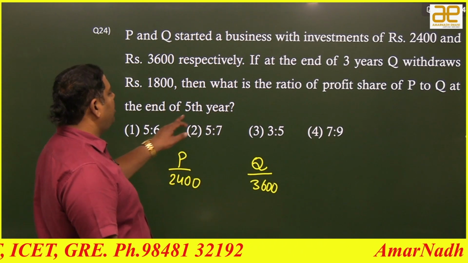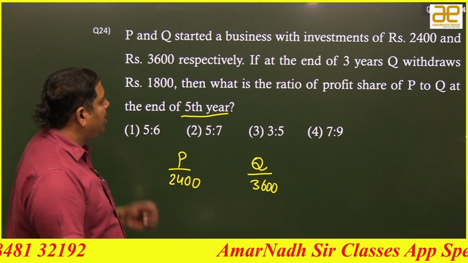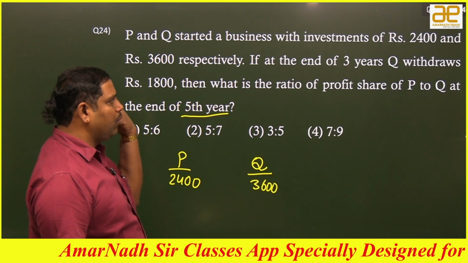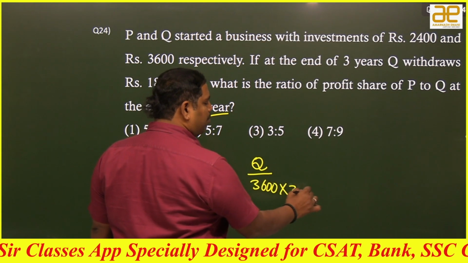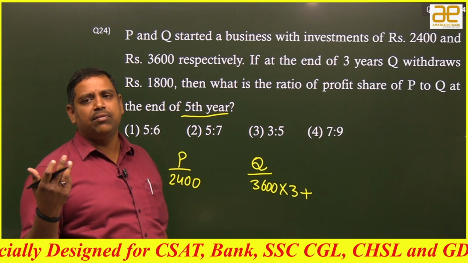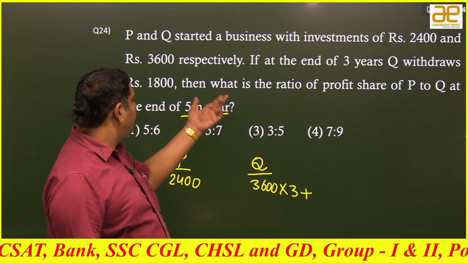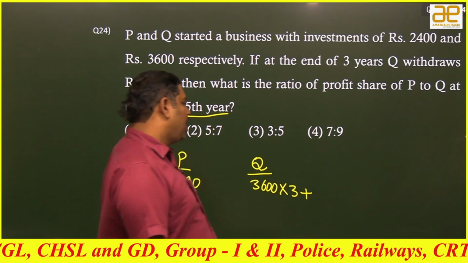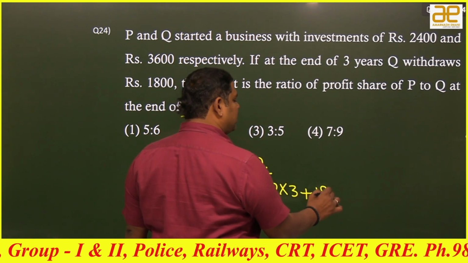So business went on for, at the end of 5th year he is asking, means the business ran for 5 years. Okay. Next one. If at the end of 3 years Q withdraws 1,800. Okay. Means can I say this is the investment for 3 years? Plus. Now Q has removed some investment, right? Disinvested. But still he is in the business. So I am writing still plus. How much he removed? 1,800 he removed. Means what is the remaining? Out of 3,600, 1,800 removed means it is still 1,800 rupees available.